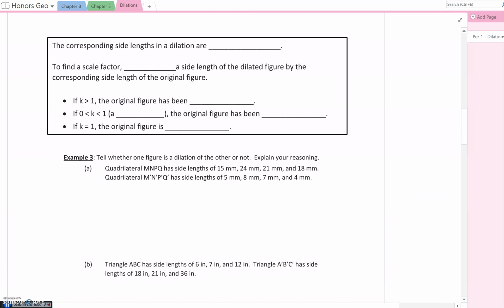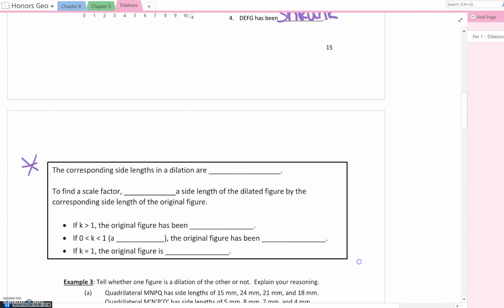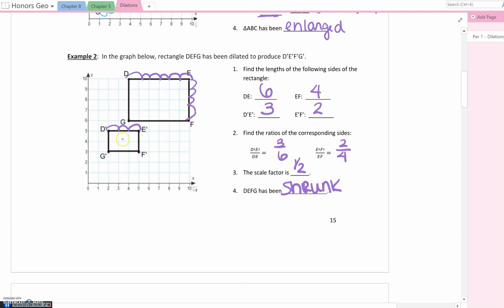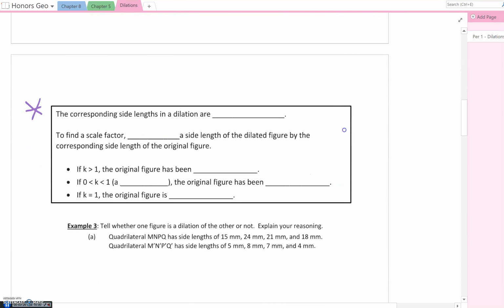Okay, here are your basic rules for dilation. The corresponding side lengths. So remember up here when we had like DE and DE prime. Remember, the entire last section was about similar figures. So the corresponding side lengths are going to be proportional. And in order to find the scale factor, you divide a side length of the dilated figure by the corresponding length of the original figure.